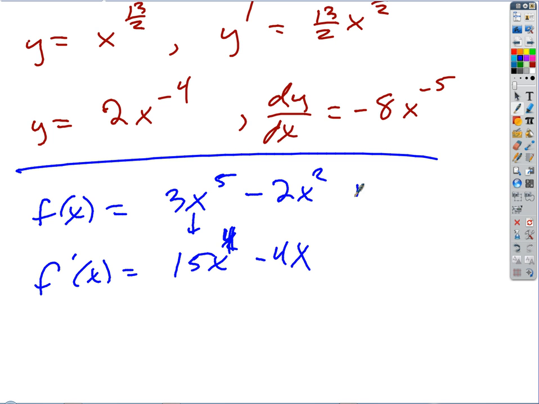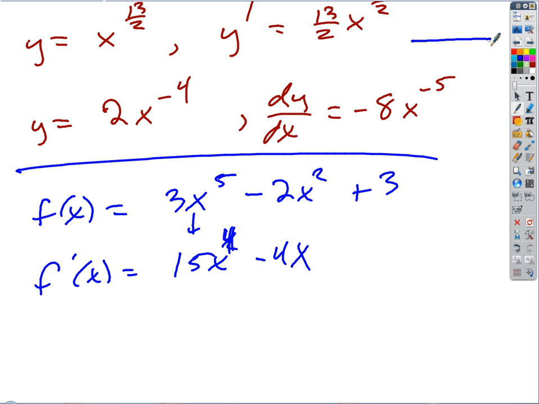Well, what if I'd had a plus 3 there? What did we say the derivative of a constant was the other day? Remember we said that y equals a constant was just a flat line. What's the slope of that? 0. Good. The derivative of a constant is always 0. So if I had a plus 3 there, the derivative of that is 0. Make sense?